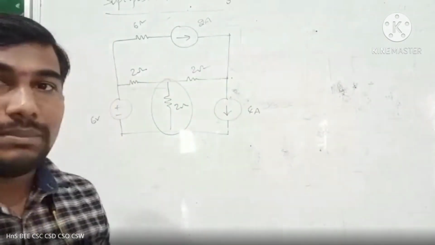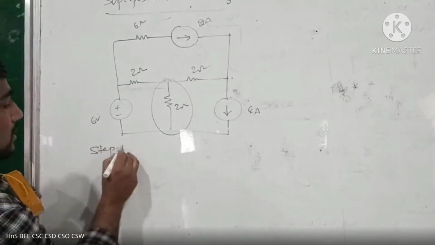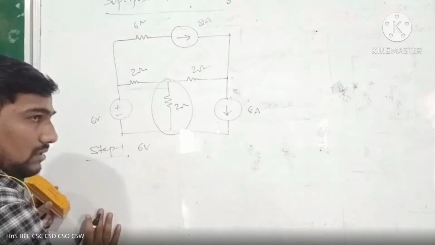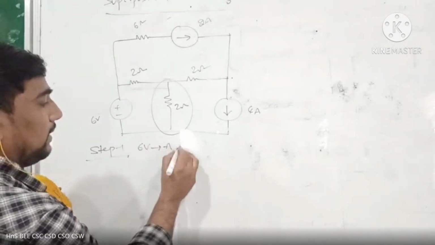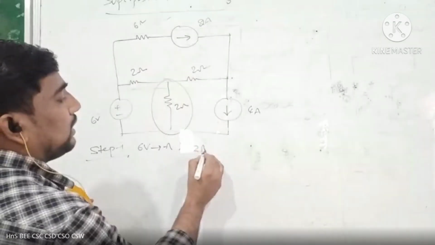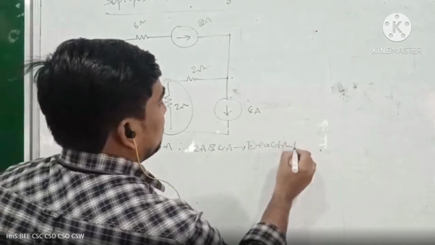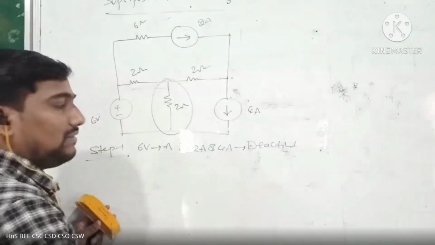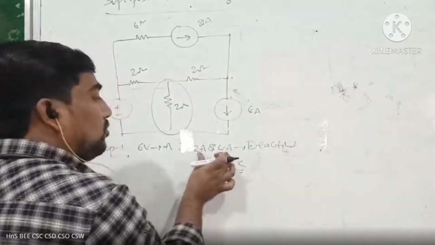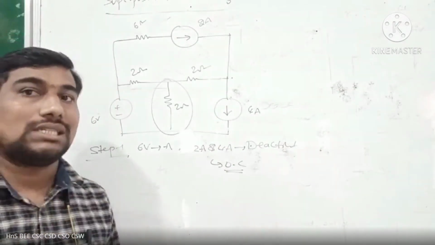Now coming to step number 1. In step number 1, which source is activated? For example, I am taking 6 volts as activated, and the remaining 2 sources are deactivated. For example, 2 amperes and 4 amperes are both deactivated. If these 2 sources are deactivated, what is the ideal condition? Simply I am writing open circuit because both are current sources. Now you have to draw the circuit.